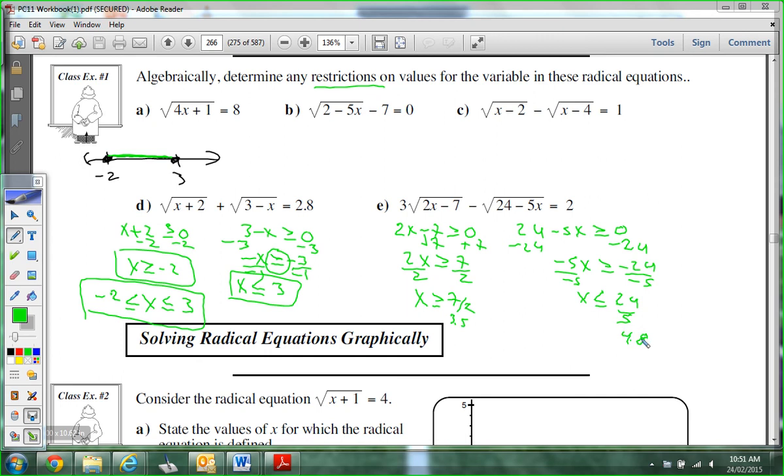So is this a between problem or is it a coverage problem? It's between. It's between 3.5 and 4.8. So you'd write it bigger than 7 halves, smaller than 24 over 5. Very good. Awesome.